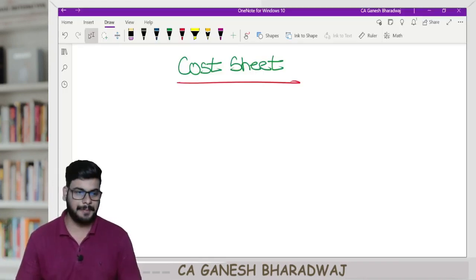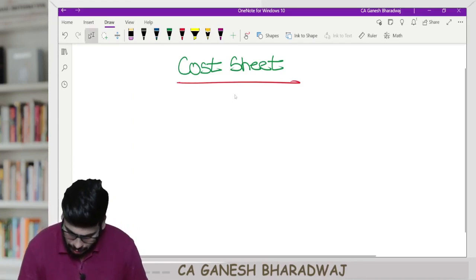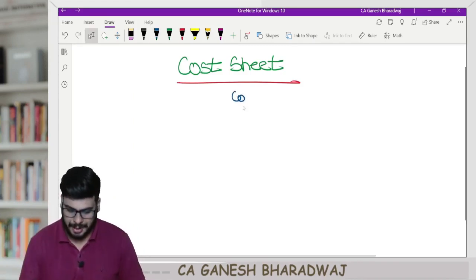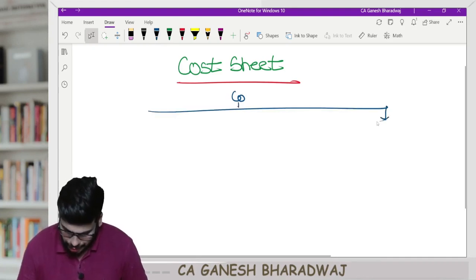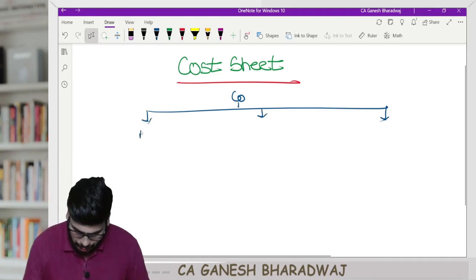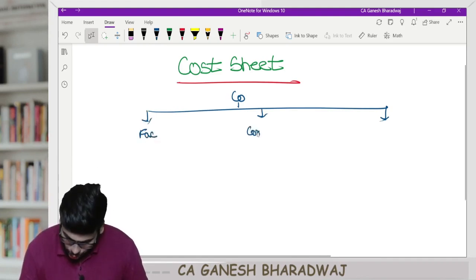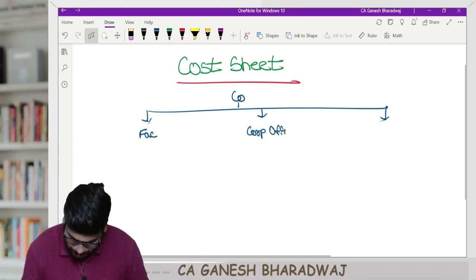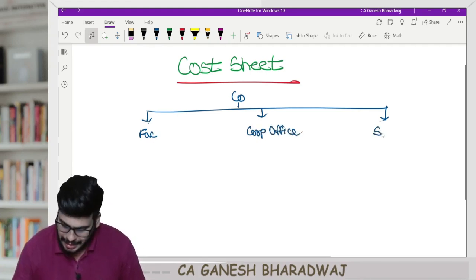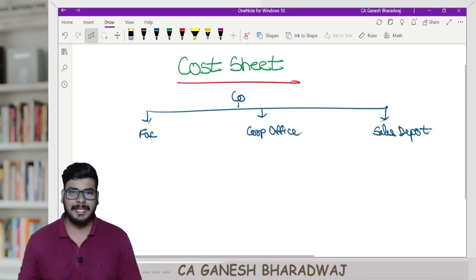Now, guys, what happens in a company? In a company, there will be three locations. What are the three locations in a company? You have a factory, you have a corporate office, right? And you have a sales depot, right? So what happens in a factory?